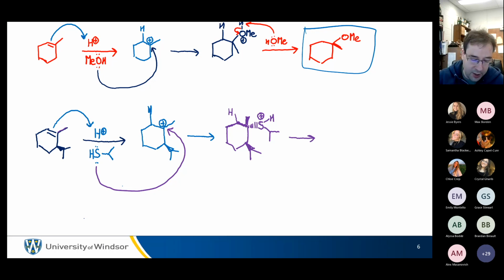Okay, so we're not done yet because our sulfur is still charged. So we need to take care of that, but we need to take care of it the same way we've been taking care of charges so far today, which is let's just use another equivalent of the sulfur thingy. Strip this off. This reaction works quite well.